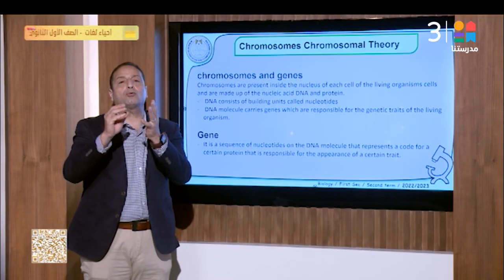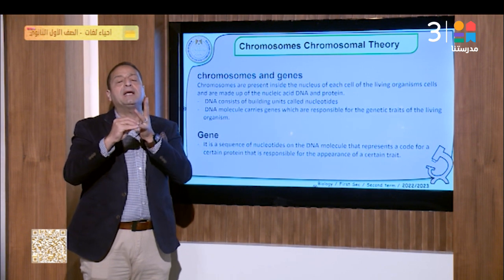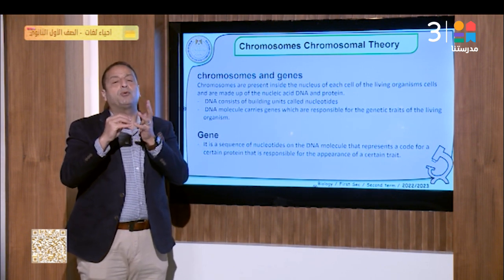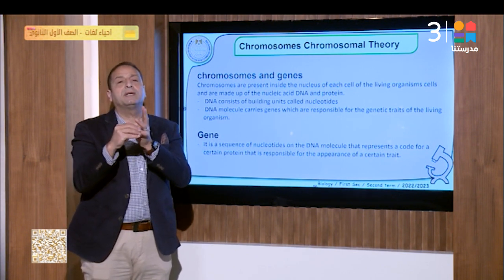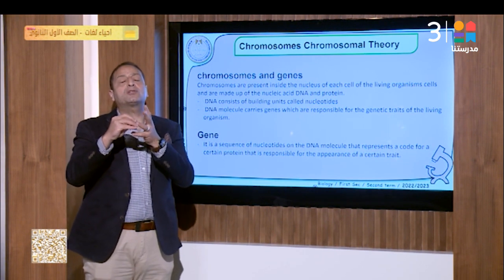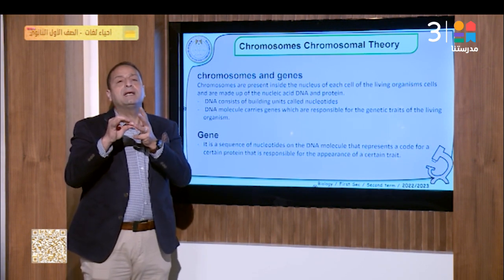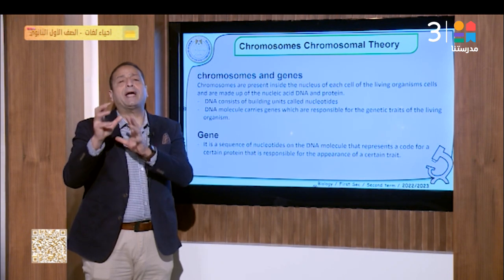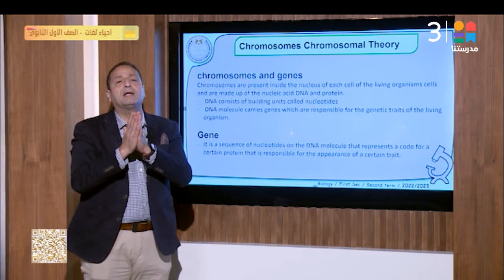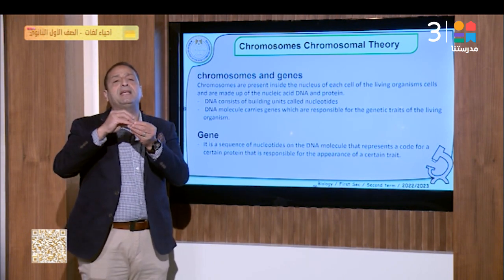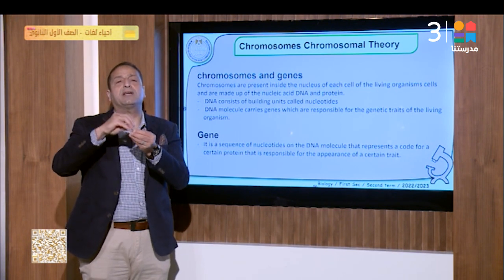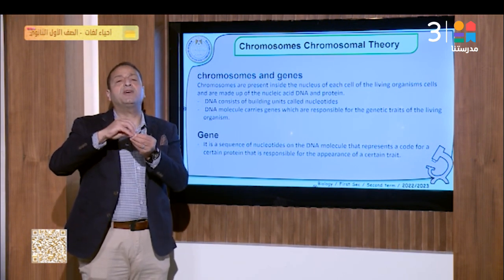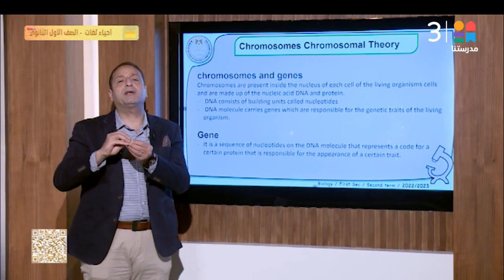That means that the chromosome consists of DNA plus proteins. The protein is called histone protein. The DNA building unit is called a nucleotide. The sequence of nucleotides represents a gene. Okay? That means that the DNA contains genes that carry genetic information that's transferred from the parent to the offspring. That's right.